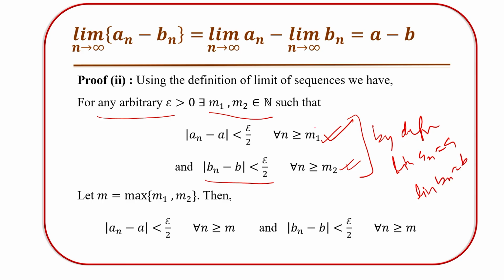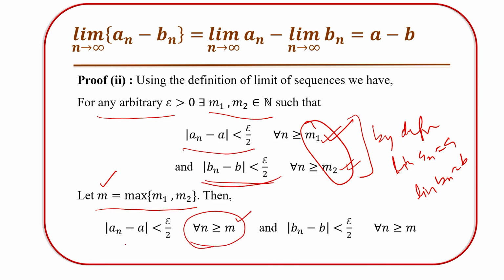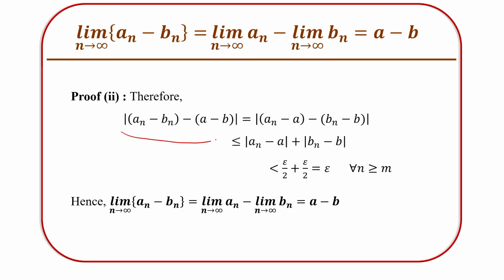Now, taking the maximum of these two natural numbers M1 and M2 and naming it as M, so M is the maximum of M1, M2. We can have the same relationship, but here we have replaced M1 by M. So, |An − A| is less than epsilon by 2 for every n greater than or equal to M, and |Bn − B| is less than epsilon by 2 for every n greater than or equal to M. Now, use these two to calculate this one here.